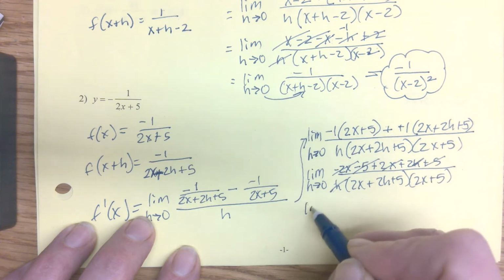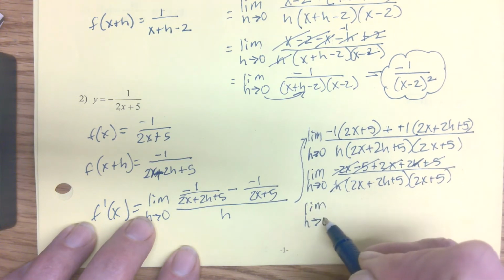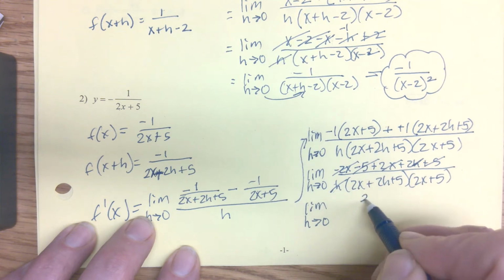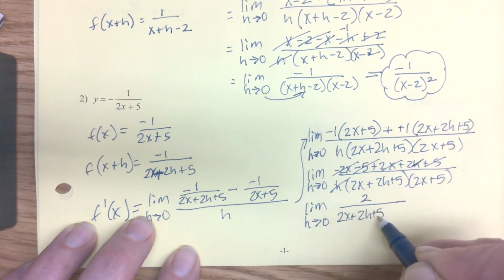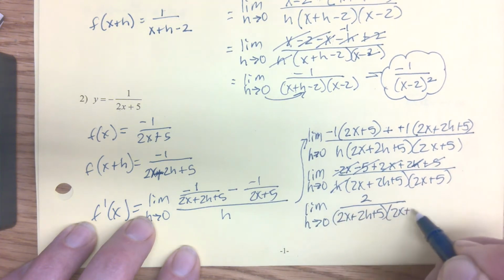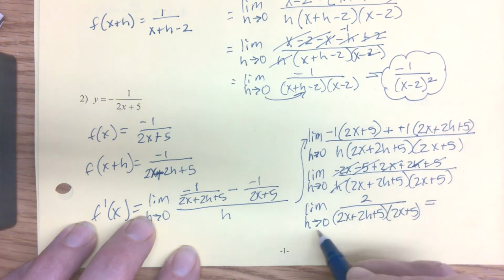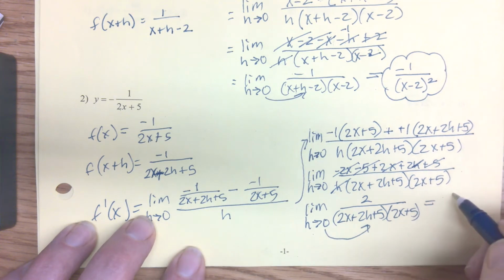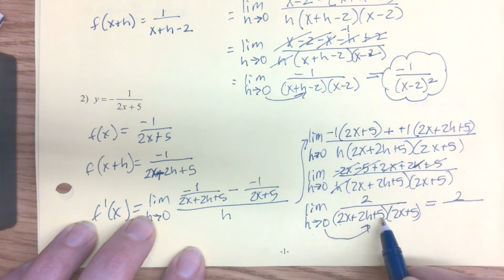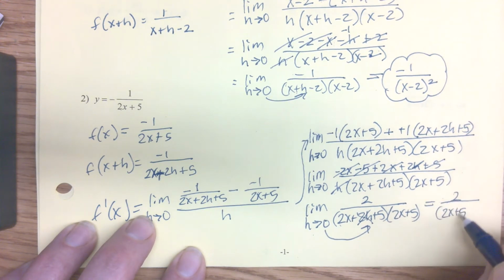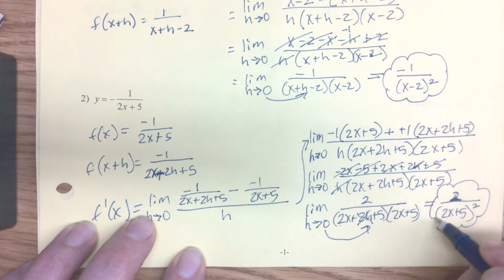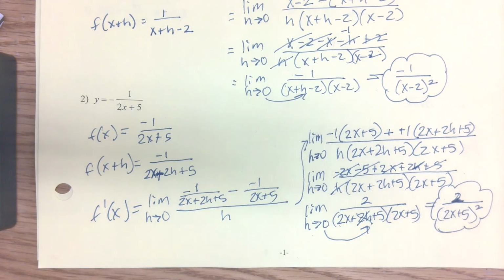So now I'm down to the limit as h approaches 0 of 2 over 2x plus 2h plus 5 times 2x plus 5. When I put that 0 in and take my limit, I'll have 2 over 2x plus 5, because that piece is going to cancel out. So it's 2x plus 5 times 2x plus 5, which I write as 2x plus 5 quantity squared. Okay, so those are the ones where you have rational functions.